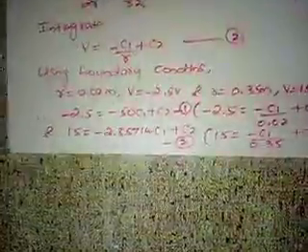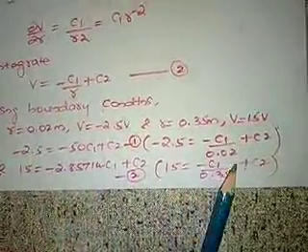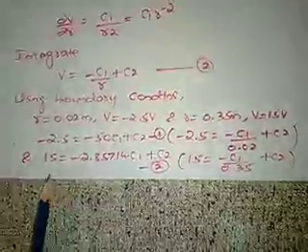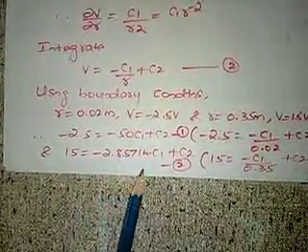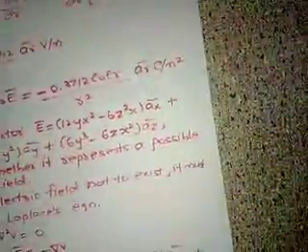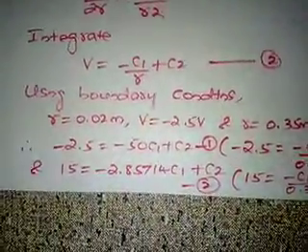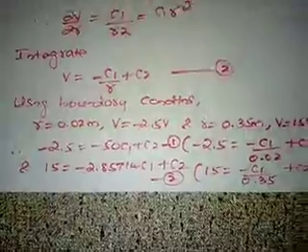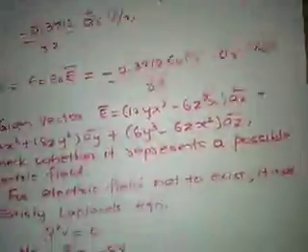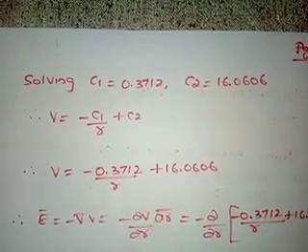Similarly, next condition, R equal to 0.35 meter at V equal to 15. So 15 is equal to minus C1 divided by 0.35 plus C2. That will be 15 is equal to minus 2.85714 C1 plus C2. Take it as equation 2. If we solve these two equations, equation 1 and 2, then we will get the values of C1 and C2. The obtained values are C1 is 0.3712, C2 is 16.0606.